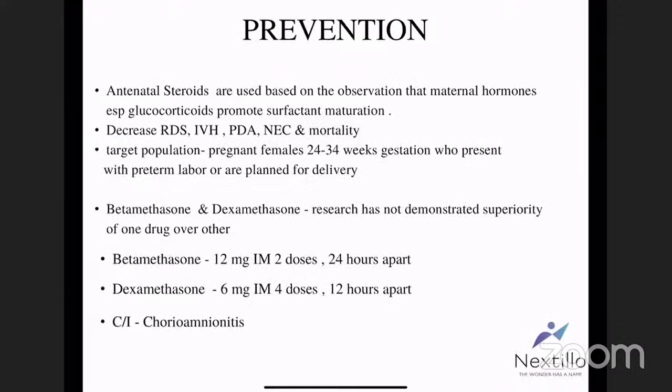We discussed the epidemiology, the clinical features, and the X-ray. We discussed Silverman-Andersen scoring. We also discussed the treatment and the prevention, that is, we use antenatal steroids, betamethasone and dexamethasone, and the doses we have also discussed. Now, this was about all of hyaline membrane disease. Any questions we have before we progress to the question and answer session?